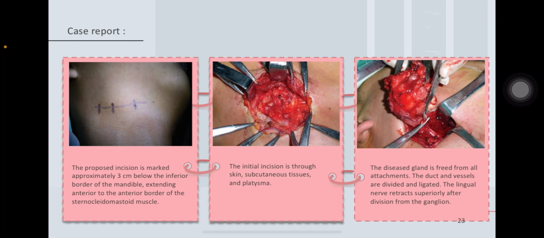Free the gland from all its attachments. The duct and the vessels are divided and ligated, and the lingual nerve is retracted superiorly after division from the ganglion.